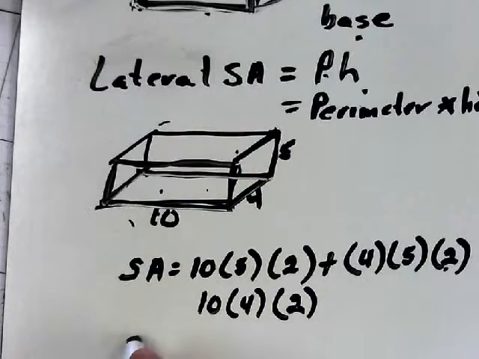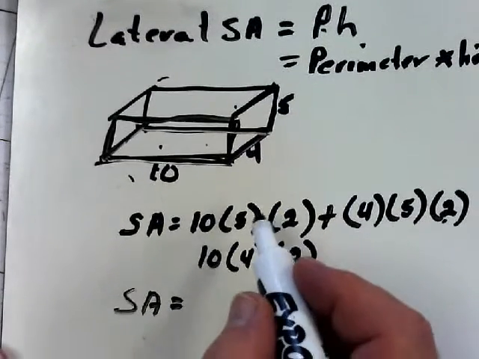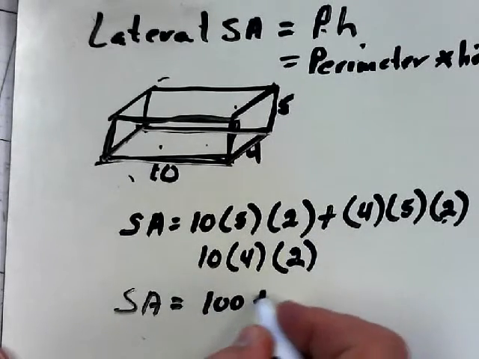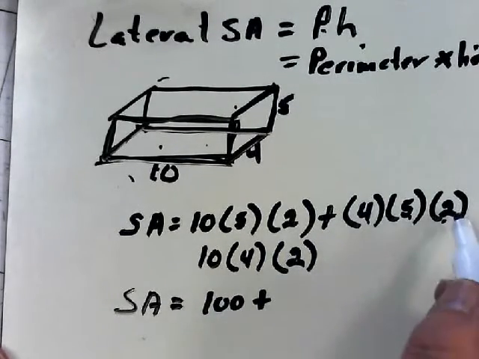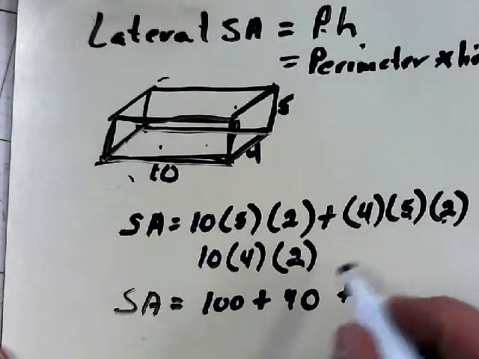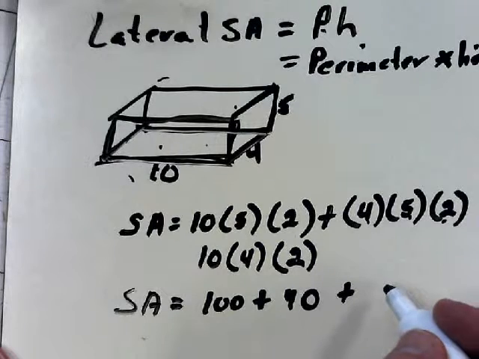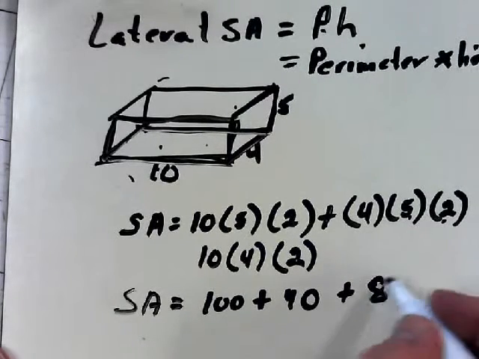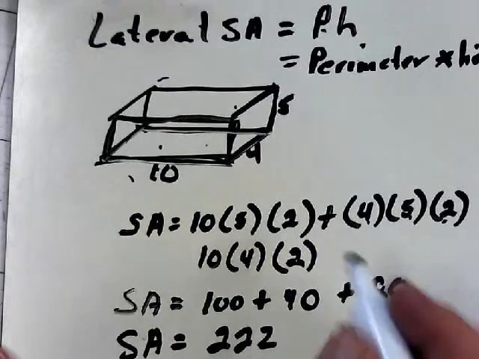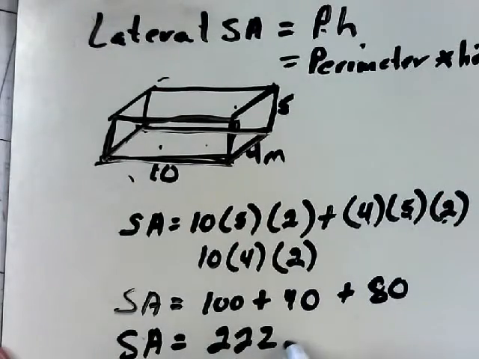So if I wanted to find this total surface area, 10 times 5 was 50 times 2 would be 100, plus 4 times 5 is 20 times 2, which is 40, plus 10 times 4, which is 40, times 2, which is 80. So the total surface area would be 220, and if this was in meters, it'd be meters squared.